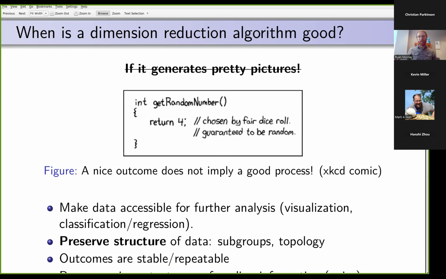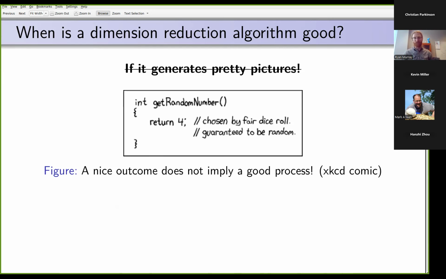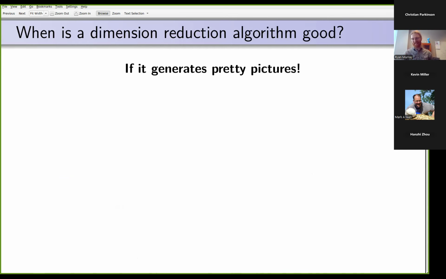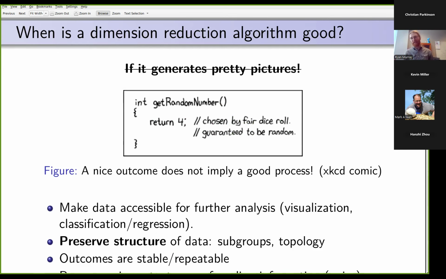We could be interested in topology. There's a lot of different things that we might be trying to get out of structure. I'm going to add a third bullet point here that maybe doesn't get talked about enough. If we're going to use dimension reduction plots as part of a scientific endeavor, if I want to be putting this plot in a Nature paper and say that something scientific is happening, then I need to have outcomes which are stable or repeatable.